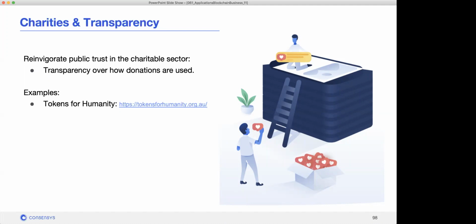So Tokens for Humanity provide transparency and also give you the opportunity to actually donate your cryptocurrency as well. So they allow charities to accept cryptocurrency as a donation form, but also provide radical transparency.